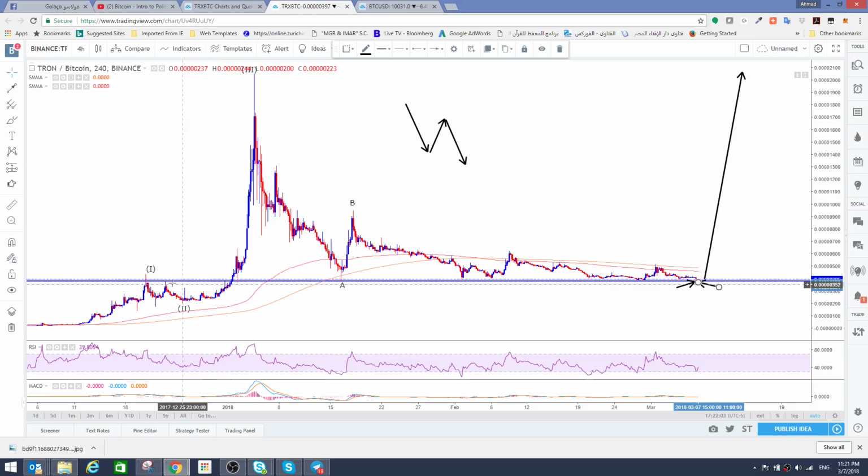Second one, it's already a very strong area to buy again. You can see that here, 1 time, 2 times, trying to push it up.